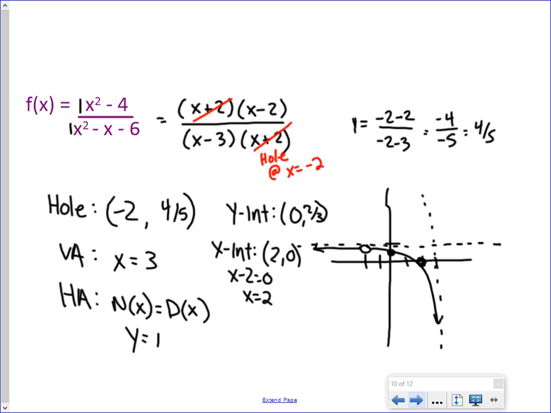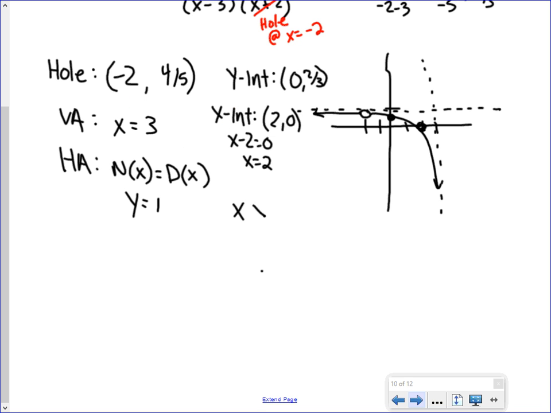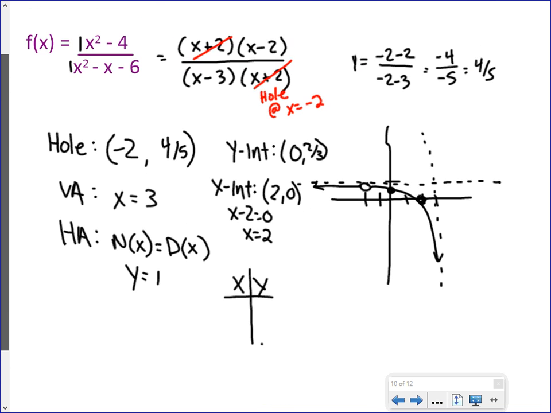You still have to find the other piece, right? So maybe a table of values to find on the other side. That vertical asymptote was at x equals 3, so I might choose like 4 and 5. See what's happening over there?